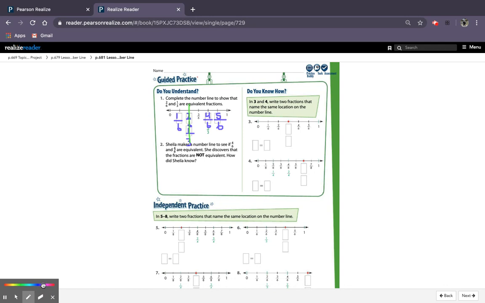Okay, and then moving on to 3 and 4, it says, in 3 and 4, write two fractions that name the same location on the number line. So for this part, 3/6 is the one we have to fill in, because we have our 2 and we have our 3.